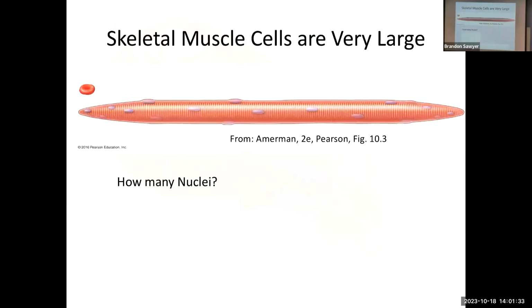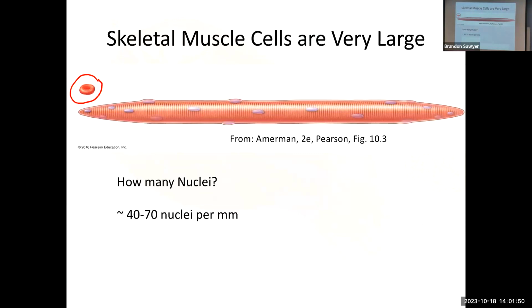Okay, so this is just showing the difference between what we consider a typical cell, which is a red blood cell, and an average size skeletal muscle cell, right? Just a completely different thing, right? Just so much more massive, very, very large, very thick, very long, both those things, okay?